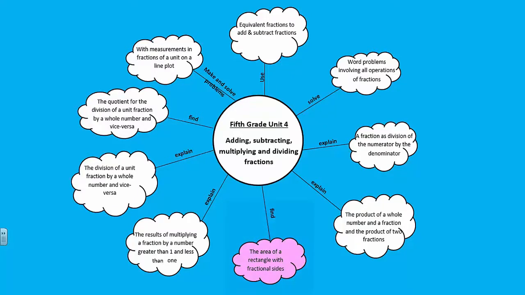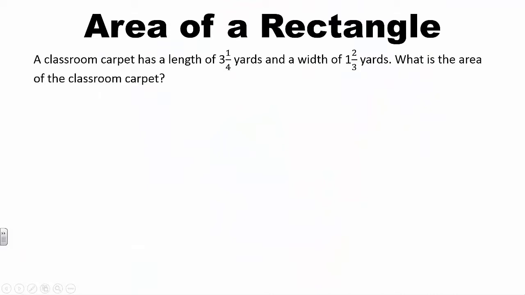In the next section of this video, we'll look at an example of finding the area of a rectangle with fractional sides. Let's consider this problem. A classroom carpet has a length of 3 1/4 yards and a width of 1 2/3 yards. What is the area of the classroom carpet? To find the area, we can decompose the fractions to show the length and width of the carpet as 3 plus 1/4 and 1 plus 2/3. We can then use the distributive property to build an area model and find the partial products.